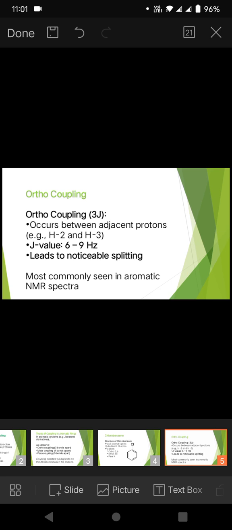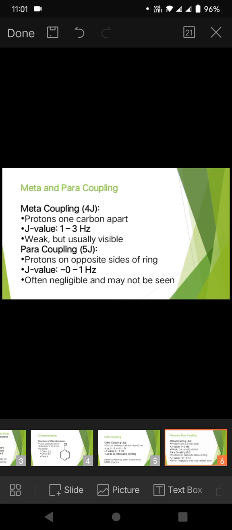Ortho coupling occurs between adjacent protons, for example, at carbon 2 and carbon 3. So its J value is about 6 to 9 Hz. Ortho coupling gives clear and strong splitting in the NMR spectrum. It is commonly observed in aromatic compounds. Then meta and para coupling.